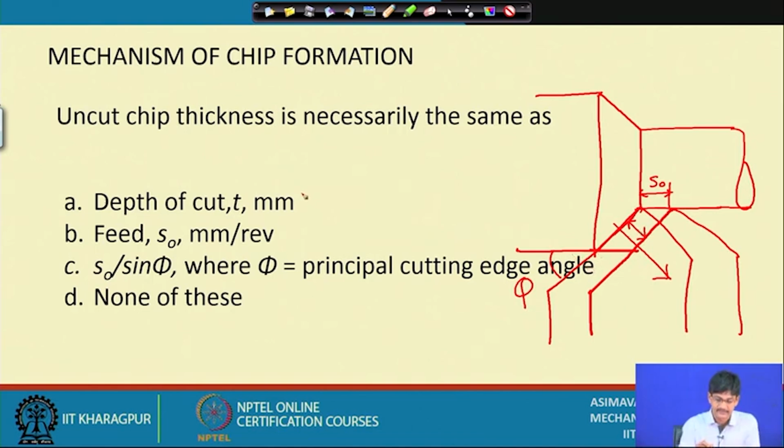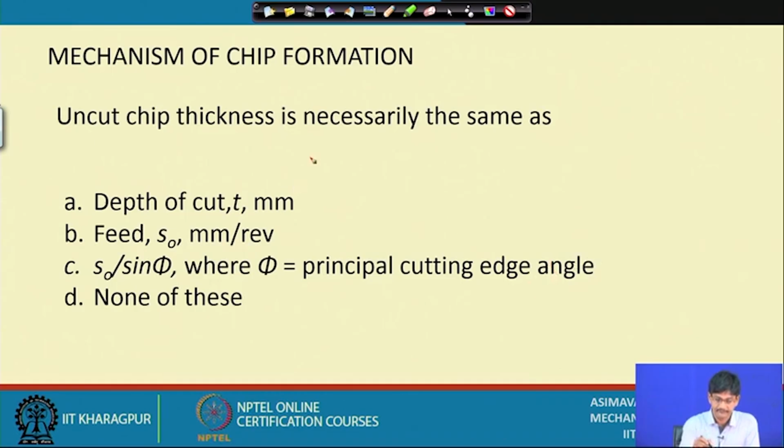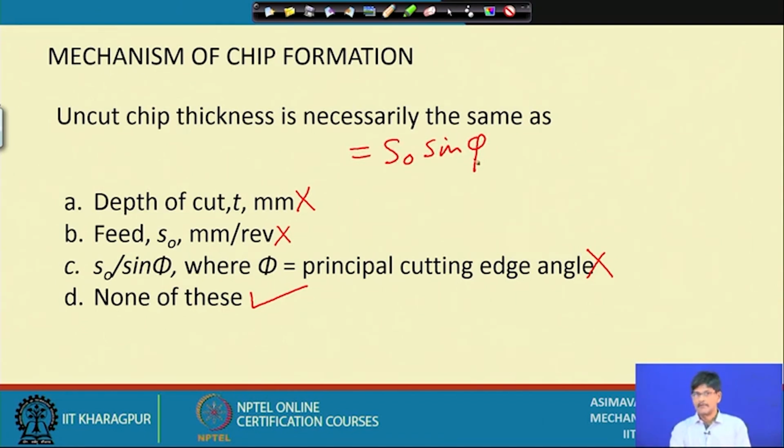So, this is not correct. Just a moment. This one is not, neither this one. Okay. Because this is S0 by sin phi. Okay. So, the correct answer is none of these, because uncut chip thickness is equal to S0 sin phi. Okay. So, let us move on to the next one.